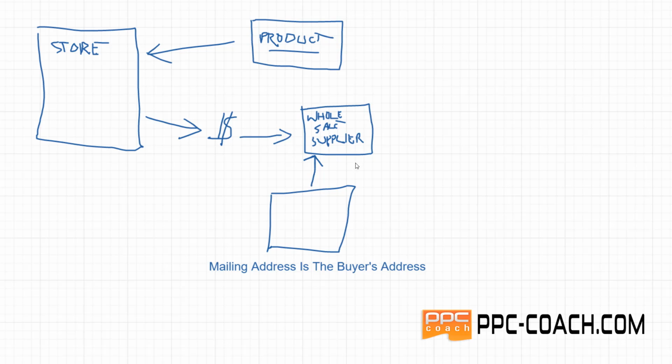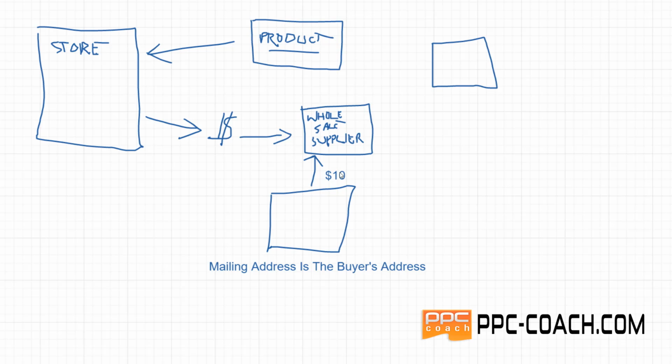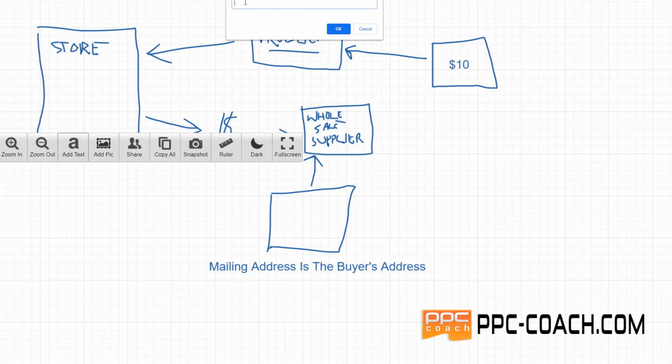Okay, so now where's the money to be made? Well, the product here, let's say on the store, costs, I don't know, let's keep it simple. Let's say I'm selling a product on my store for $10. Well, at the wholesaler, it costs me less than $10. So to make this purchase, it costs me maybe, let's say $2.